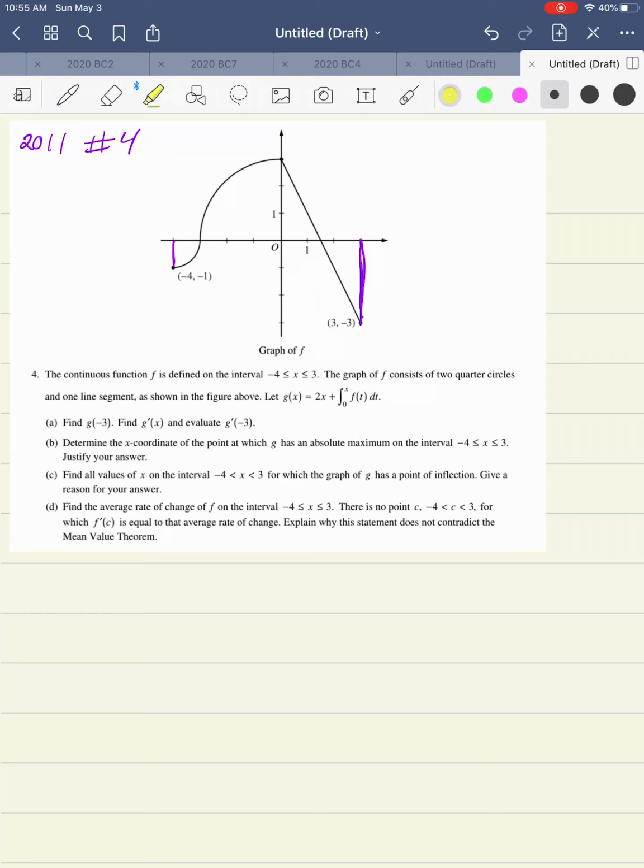Now the tricky part, when it talks about g, this is a little twist on this problem this year. g wasn't just this open-ended integral. g was actually 2 of x plus this integral. So you got to be careful with that, and don't forget the 2 of x.